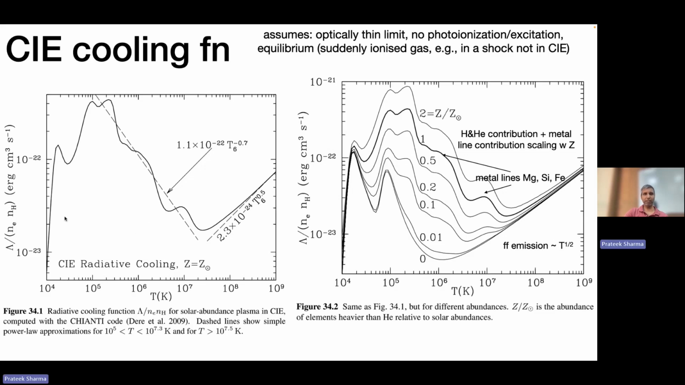This is the same cooling function as a function of temperature, but for different metallicities. So this zero is only hydrogen and helium. As you increase the metallicity from 0 to 0.01 solar, 0.1 solar, 0.2 solar, half solar, one solar, and twice solar, in this intermediate temperature range you get enhanced cooling. The reason is different metal ions like oxygen, carbon, silicon, and iron. These bumps that you see here are due to radiative excitation and de-excitation of abundant metal species.